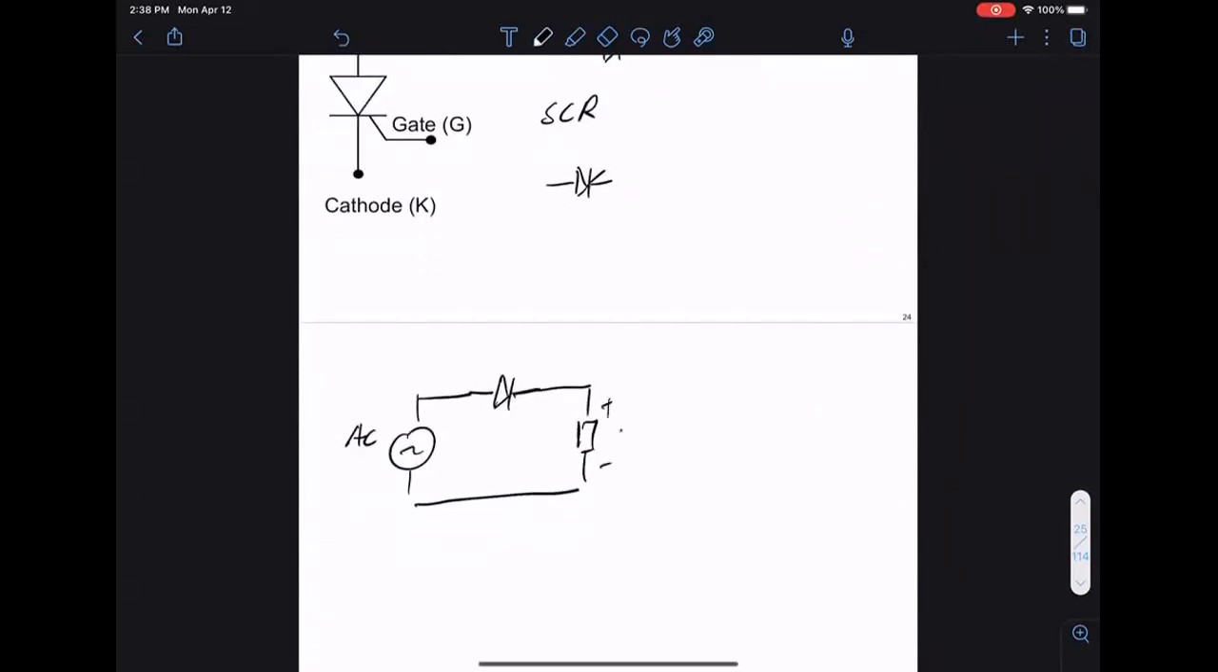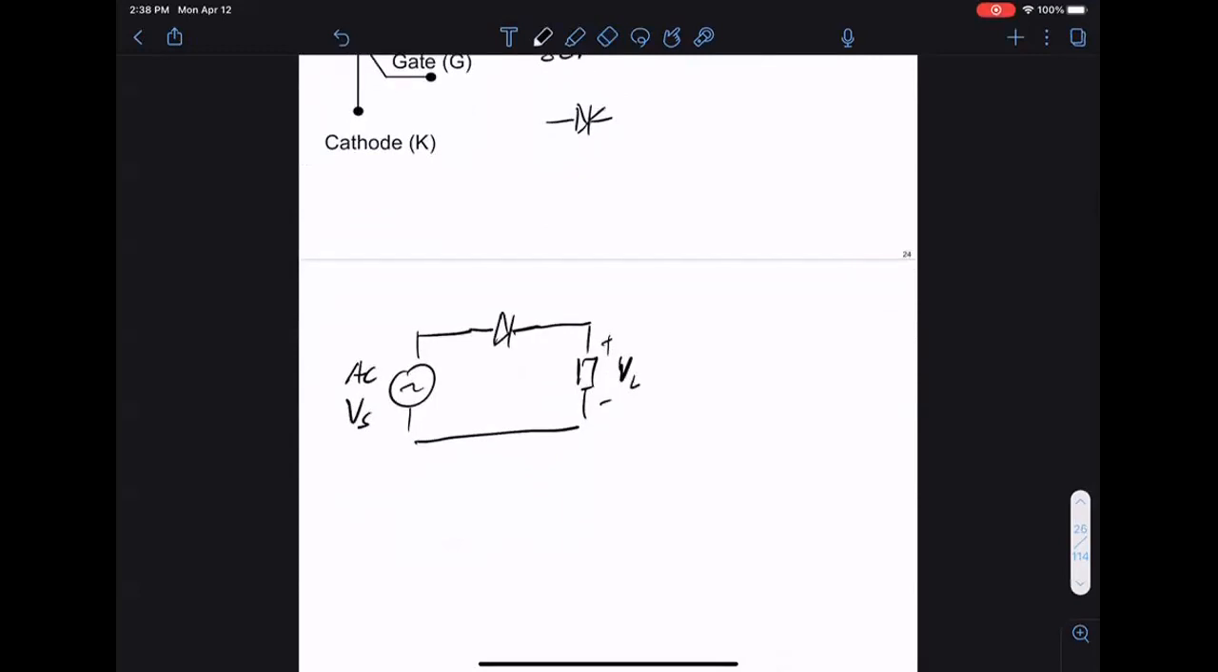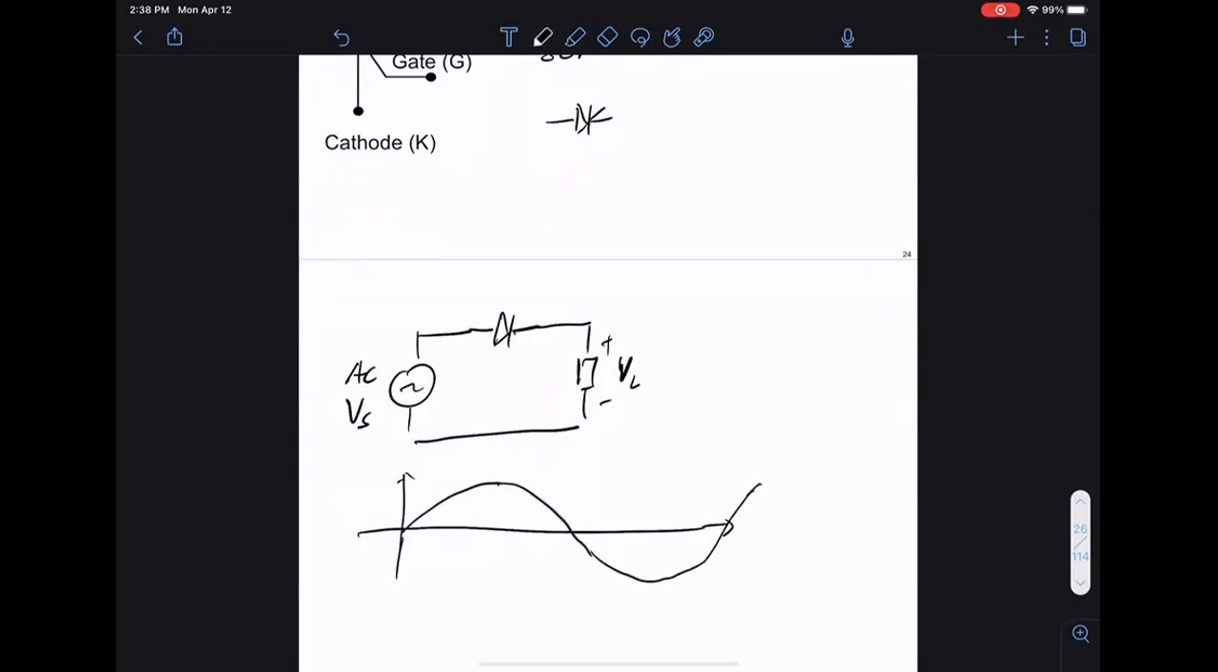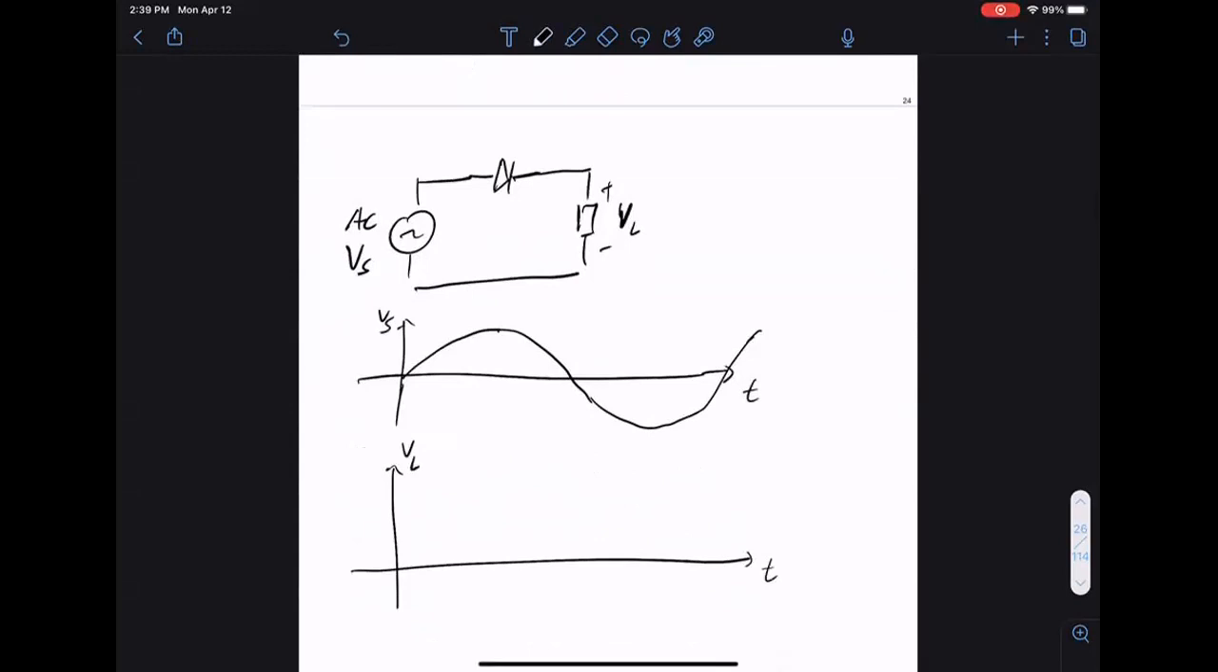And then you measure the voltage here. Let's call this VS, and let's call this VL. So this is VS, let's say some AC sine wave. Then what is VL? What kind of output do I get at the load if I'm putting in a diode?